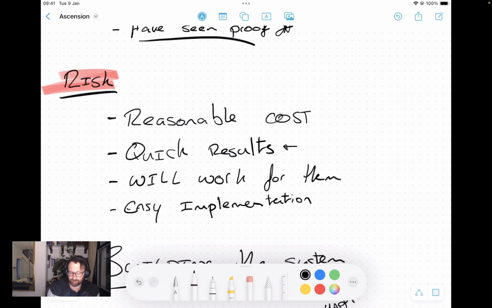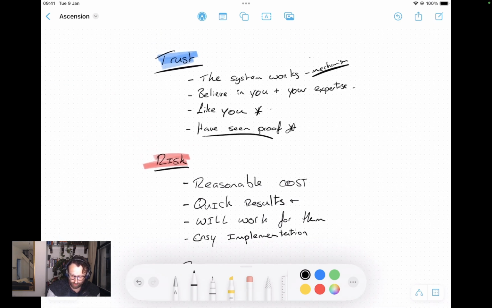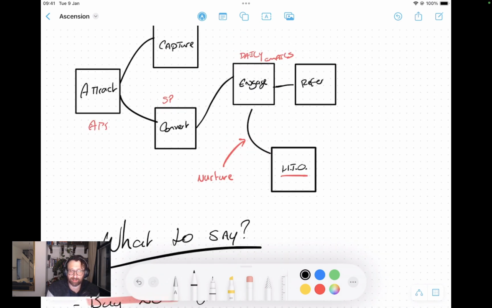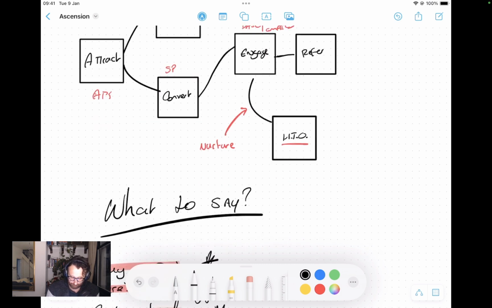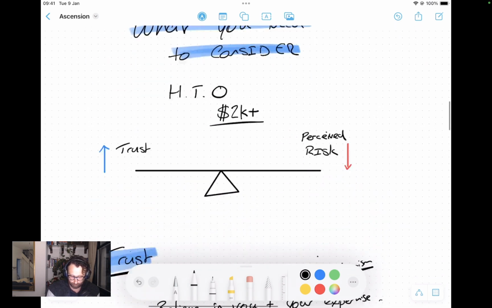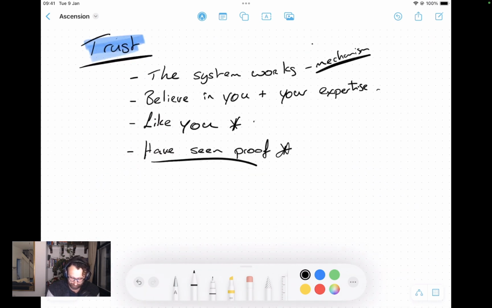Is it something that's going to take a lot of time, effort, money, resources? Or is it something any old person can just come along and be like, yeah, smash that in? So you need to address these elements in the messaging that you're sending out at this engage stage to pre-sell people on the concept of purchasing your high ticket offer. You can't just say buy now. You need to weave these messages around these elements to build trust and lower that perceived risk.